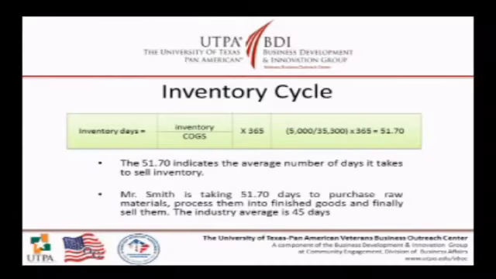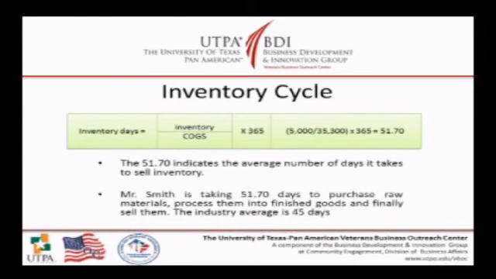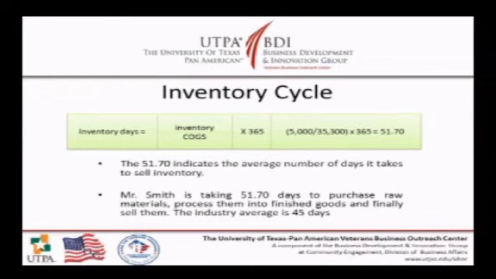People look at your inventory cycle. Your inventory days are going to be your inventory divided by your cost of goods sold times 365 days. So here your inventory is $5,000, your cost of goods sold, which is an income statement account, is $35,300, times 365 days equals 51.70. And so the 51.70 indicates the average number of days it takes to sell the inventory.